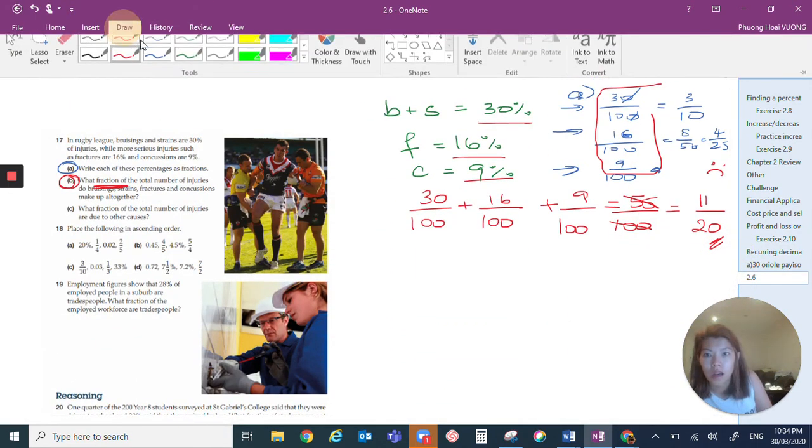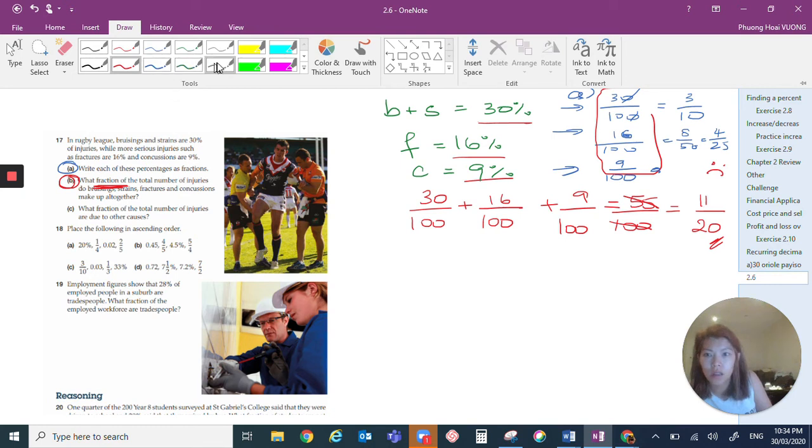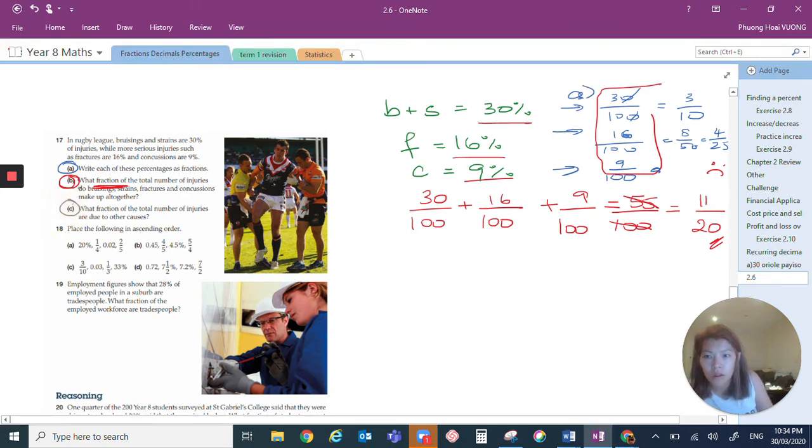Right, part C. I'm running out of color. Let's do grey. What fraction of the total number of injuries are due to other? So these are the things we're talking about. So other would be 100% minus the things we're talking about. What are the things we're talking about? So all of these things. And they want the answer in fractions.